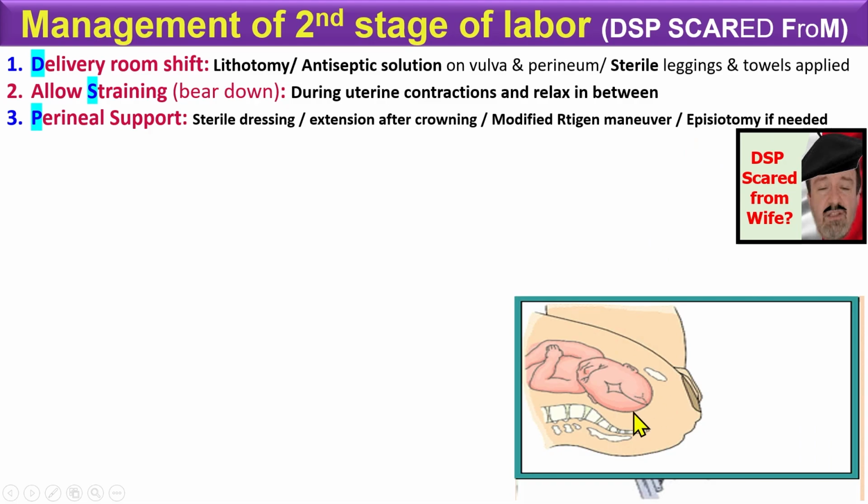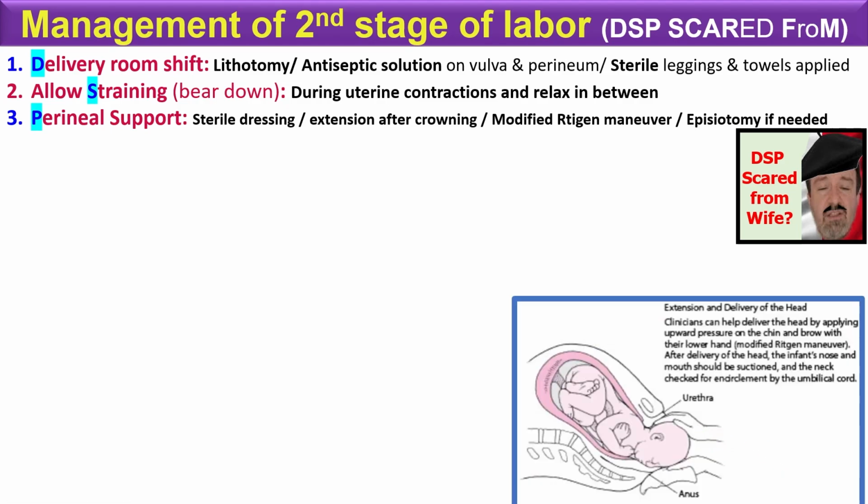Okay, as I already mentioned, this is the second stage where you can see delivery of the baby and crowning. So allow the extension after crowning. Here is the maneuver: we apply pressure on the chin, which is upward and backward, and downward pressure from the occiput. This allows the gradual extension of the head, so this prevents perineal tear.